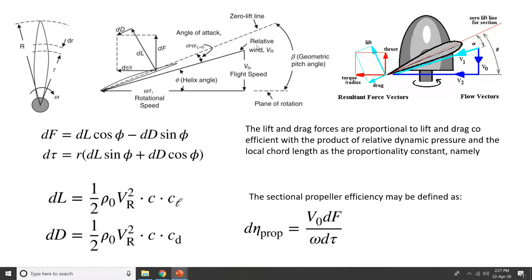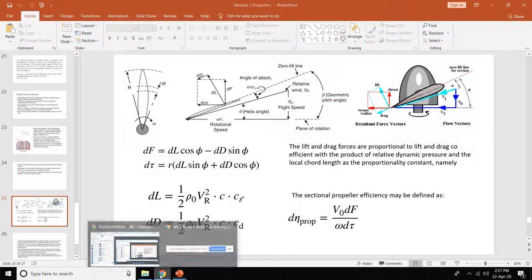The angle subtended at this point, you take as phi, or the helix angle, and the angle between the resultant and the geometric pitch is your angle of attack. When your flight speed varies, your angle of attack varies, and that in turn varies your phi, the helix angle. Hope you understood this image so far. If you have understood this, we can directly dive into this. Any doubts?